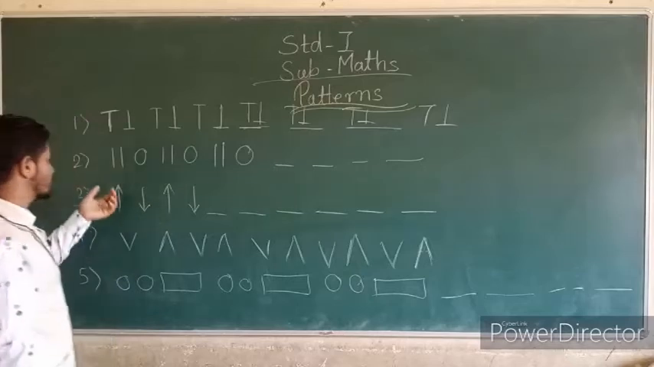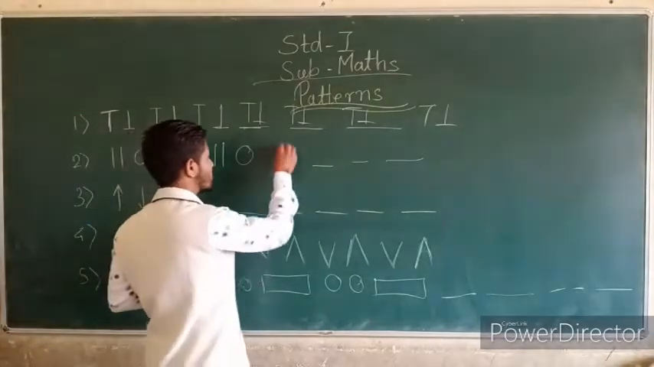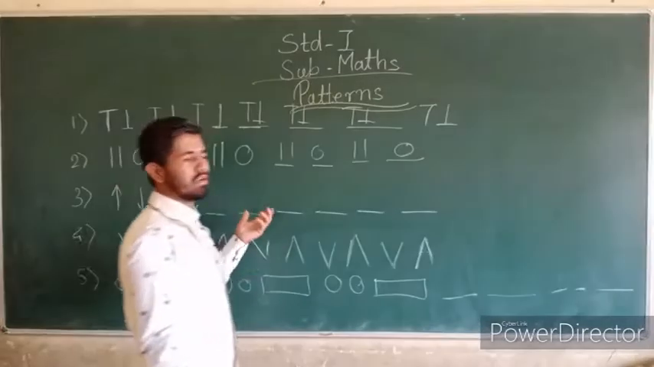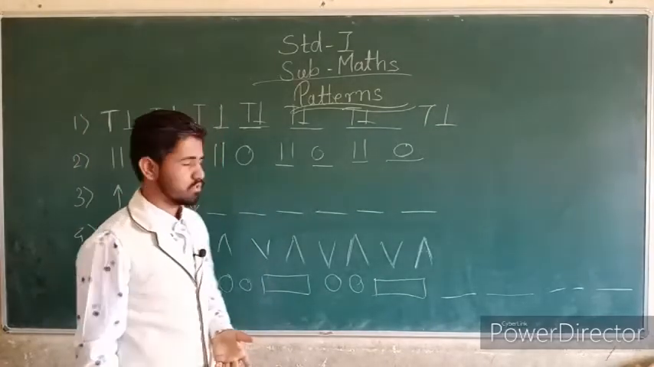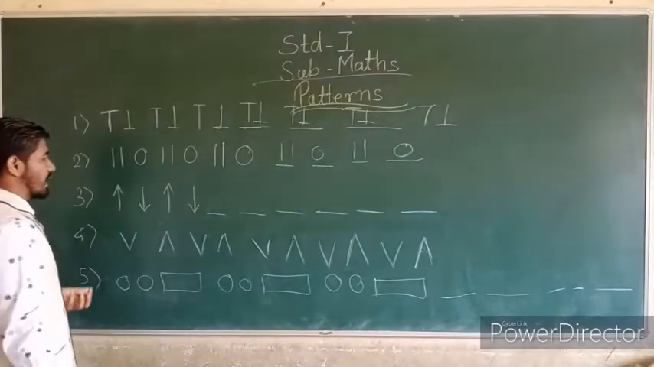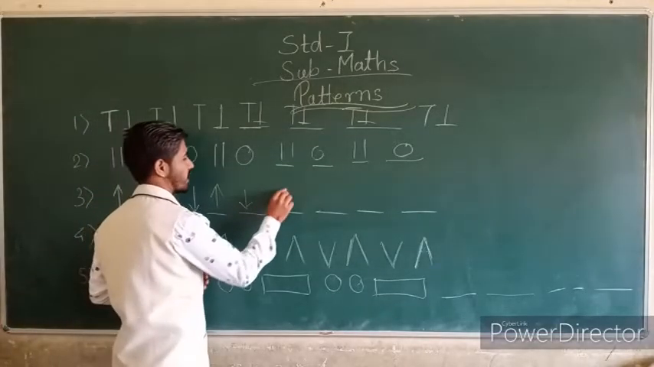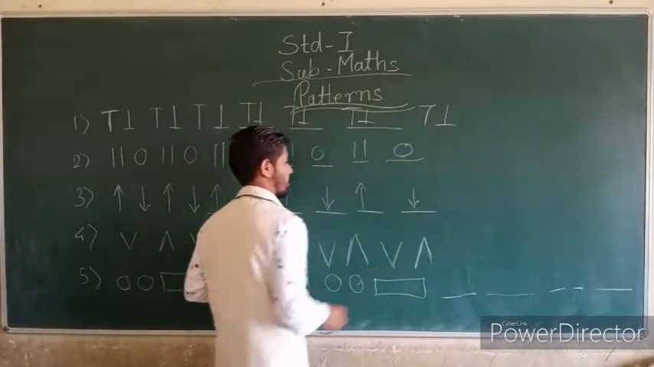Next pattern, which one is the pattern? Two lines, circle; two lines, circle. Here it is two lines, circle. Patterns like that you have to complete in your textbook also. Next we see upside the arrow, downside the arrow. Upside the arrow, downside the arrow.